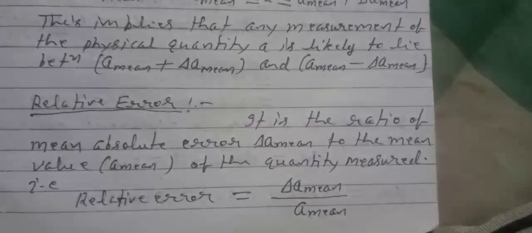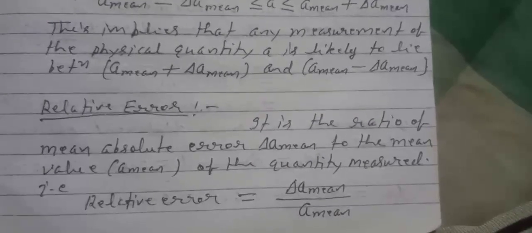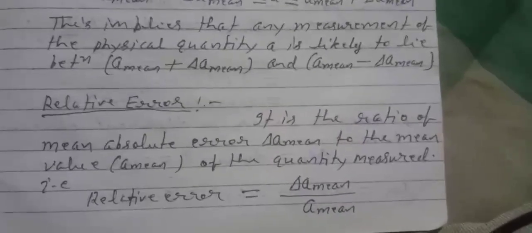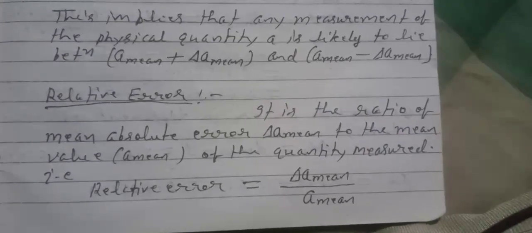Relative error. It is the ratio of the mean absolute error delta A mean to the mean value A mean of the quantity measured. That is, relative error equals delta A mean by A mean.